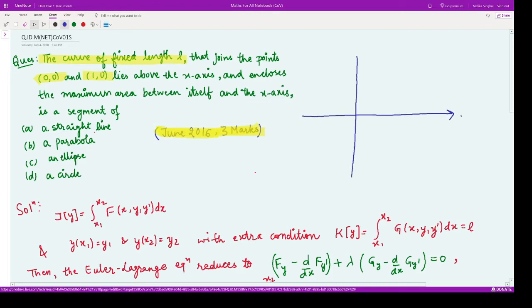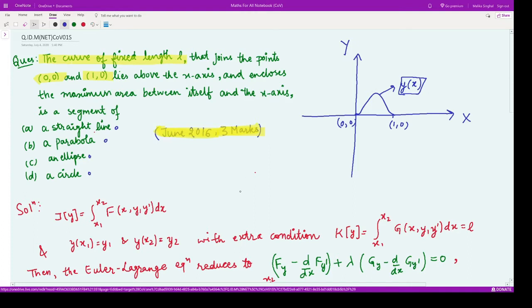Suppose this is our coordinate axis, x-axis and y-axis. Then the point (0, 0) lies here, and the point (1, 0) lies here. Suppose we draw an arbitrary curve passing through these 2 points, and let's call this curve y(x). We need to find what form this curve takes: whether it is a straight line, a parabola, an ellipse or a circle.